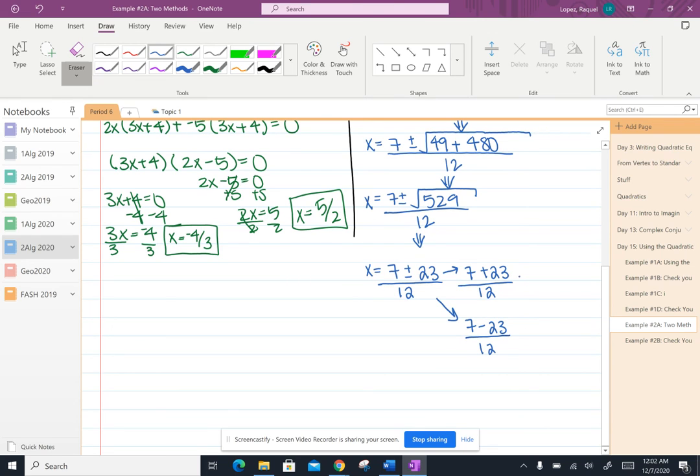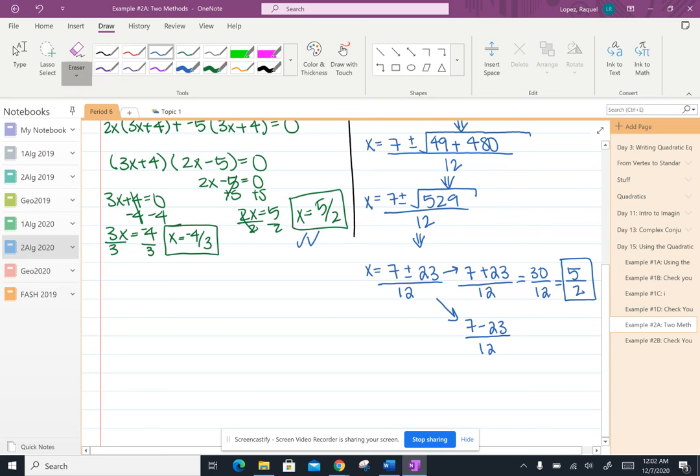We can simplify both of these. Let's start off by simplifying the top. 7 plus 23 is going to be 30 over 12. What we can do is divide the numerator and denominator by 6. 30 divided by 6 is 5, and 12 divided by 6 is 2. So there's my first answer, 5 halves, which was over here when we factored.